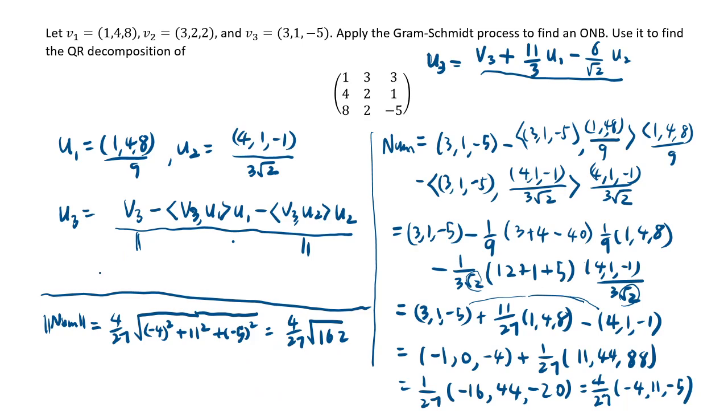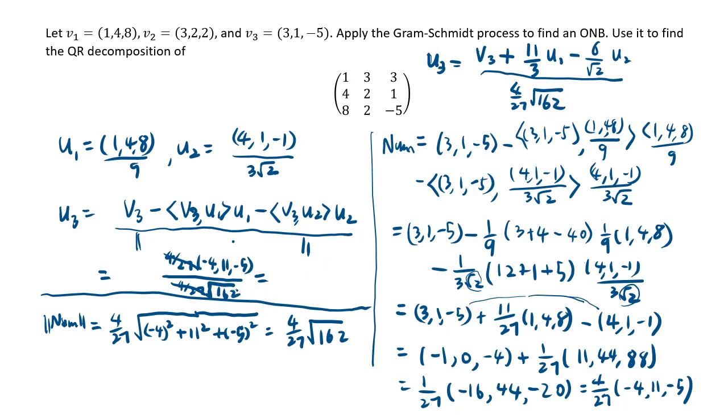Okay, so now we can put everything together. The numerator is 4 over 27, negative 4, 11, negative 5. The denominator is 4 over 27, square root of 162. The 4 over 27 will cancel. And then, by the way, since we found this value, we should put that in here. 4 over 27, square root of 162.